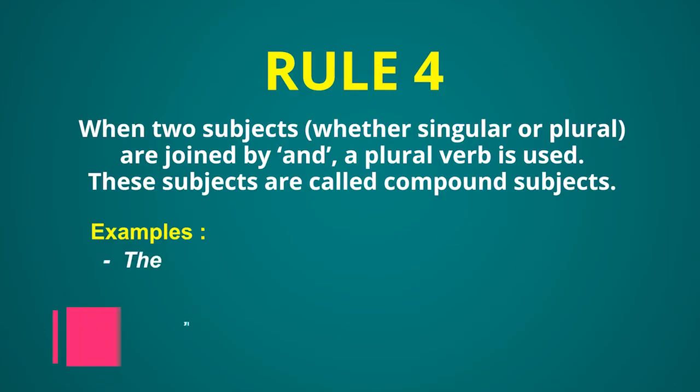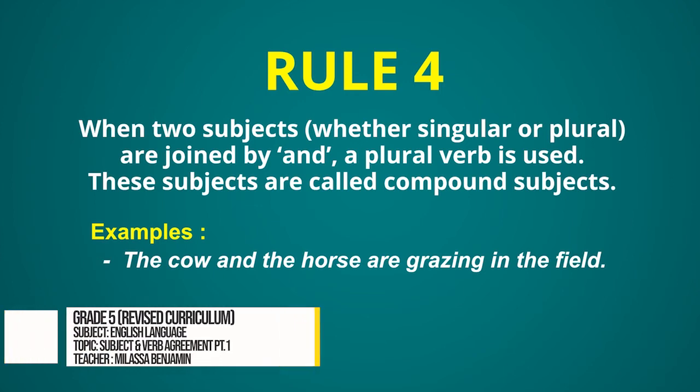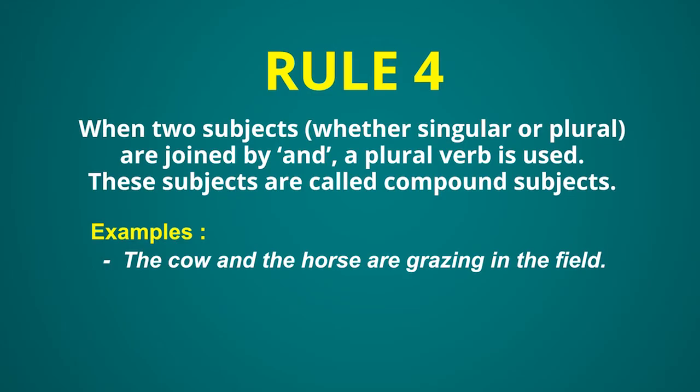So let's take a look at some examples. The cow and the horse are grazing in the field. Can you identify the compound subject in that sentence? That is, the 2 subjects that are joined by the word and? Yes, the answer is the cow and the horse. As you can see, we used a plural verb since our subject here was a compound subject.